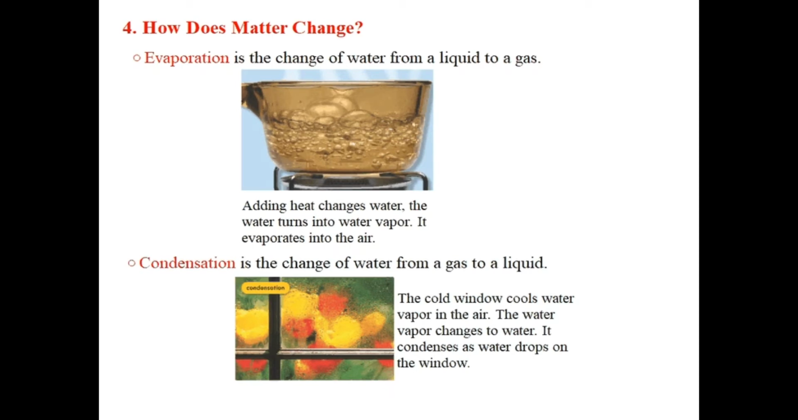Condensation is the change of water from a gas to a liquid. The cold window, for example, cools water vapor in the air. The water vapor changes to water. It condenses as water drops on the window. Now we are going to see a small video that explains evaporation and condensation.